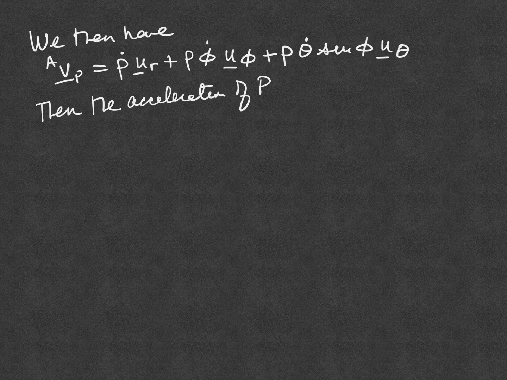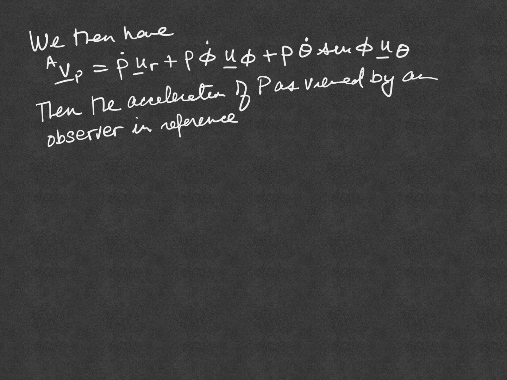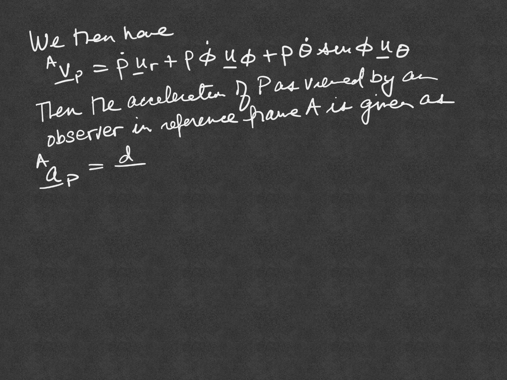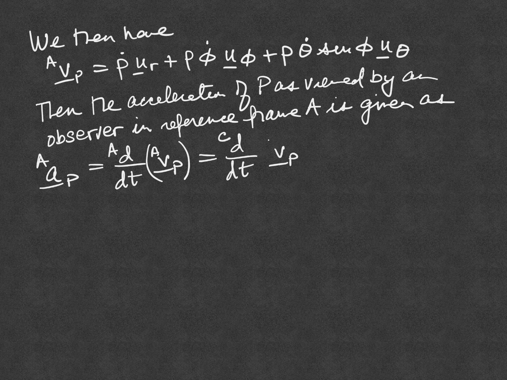of P as viewed by an observer in reference frame A is given as the acceleration of P in A is equal to d dt in A of the velocity of P in A, which is equal to d dt in C of the velocity of P in A plus omega CA crossed with the velocity of P in A.